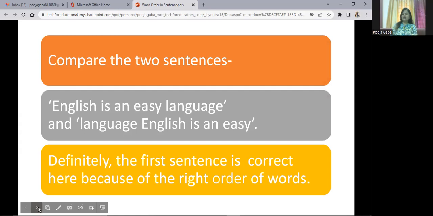So when different words like subject, object, verb, etc. are placed in a certain order, then only they make complete sense. Otherwise, the sentence can be incorrect or a confusing one. Here, the first sentence is correct because we have placed different words in the right order. So it's very important to place the words in a proper manner.